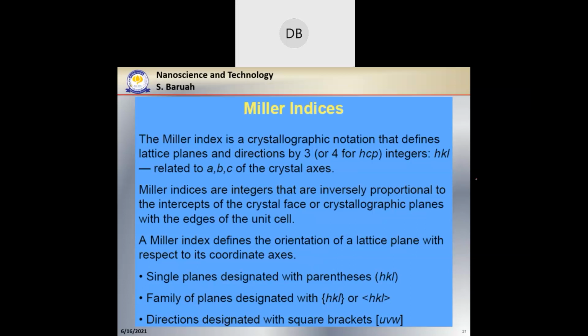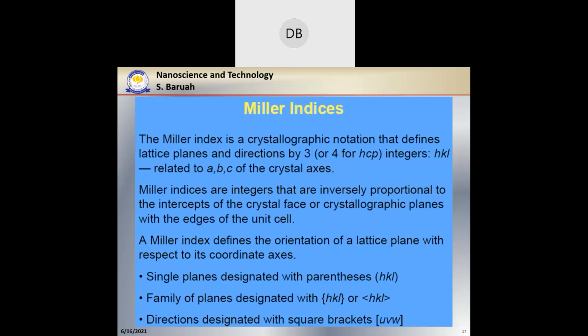Yeah, so the Miller indices basically talk about a crystal. Those values that we are talking about, the lattice parameters, they finally relate to the Miller indices. Okay, so the Miller index is a crystallographic notation. We use them as h, k, and l. They are integral values, I mean they are integers. So how do you calculate them?